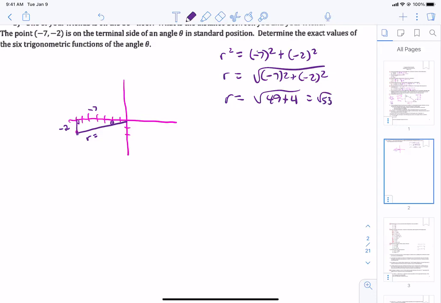Okay, so let's put that on there. Again, it is always positive. Now, how do we build the 6 trig functions? Well, it's just SOHCAHTOA. You might want to put SOHCAHTOA down.